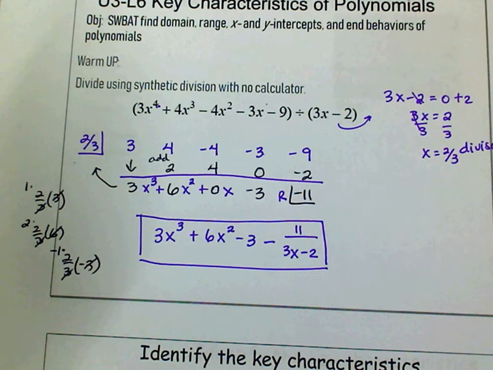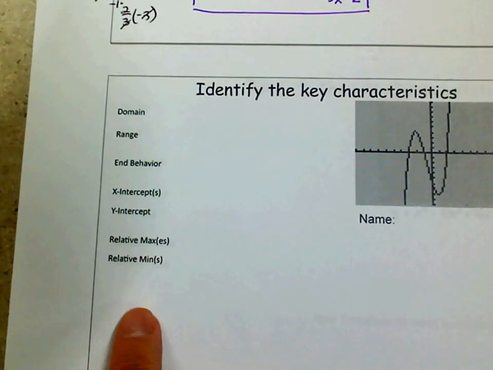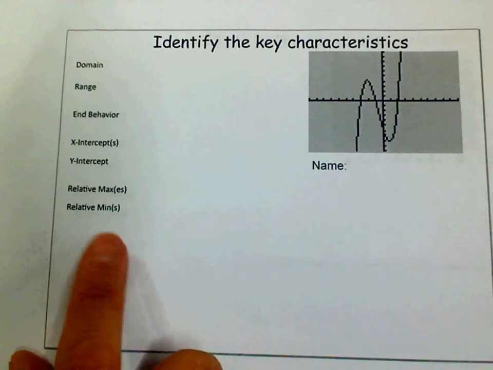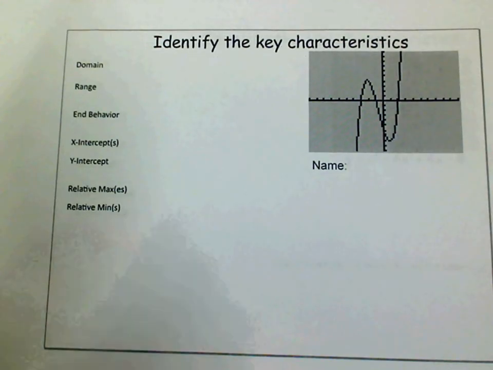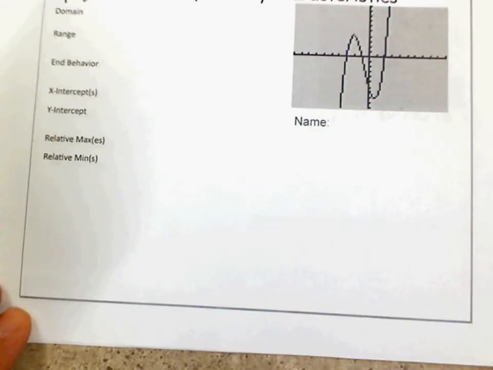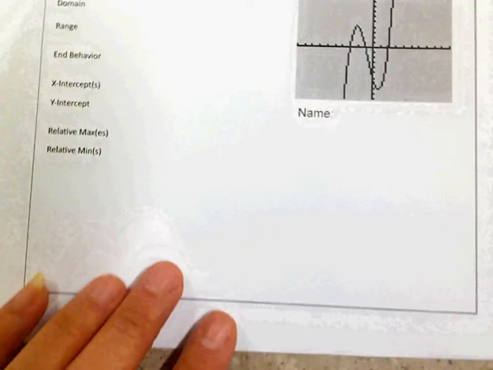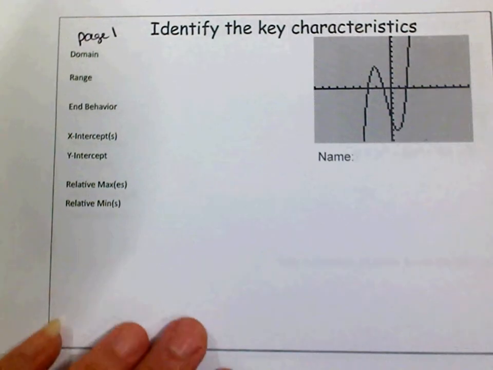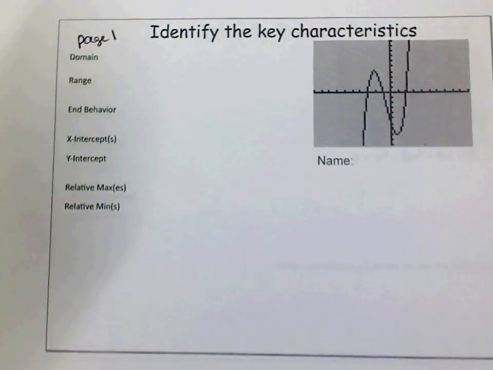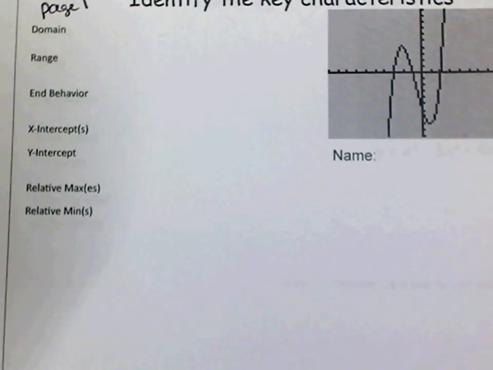All right, guys. Now we're going to head into identifying the key characteristics. You all should be on page 1. I printed them out for you. It should say page 1. Okay? This one is page 1. Now, I'm going to see if I can make this just a little bit bigger. A little bit bigger.